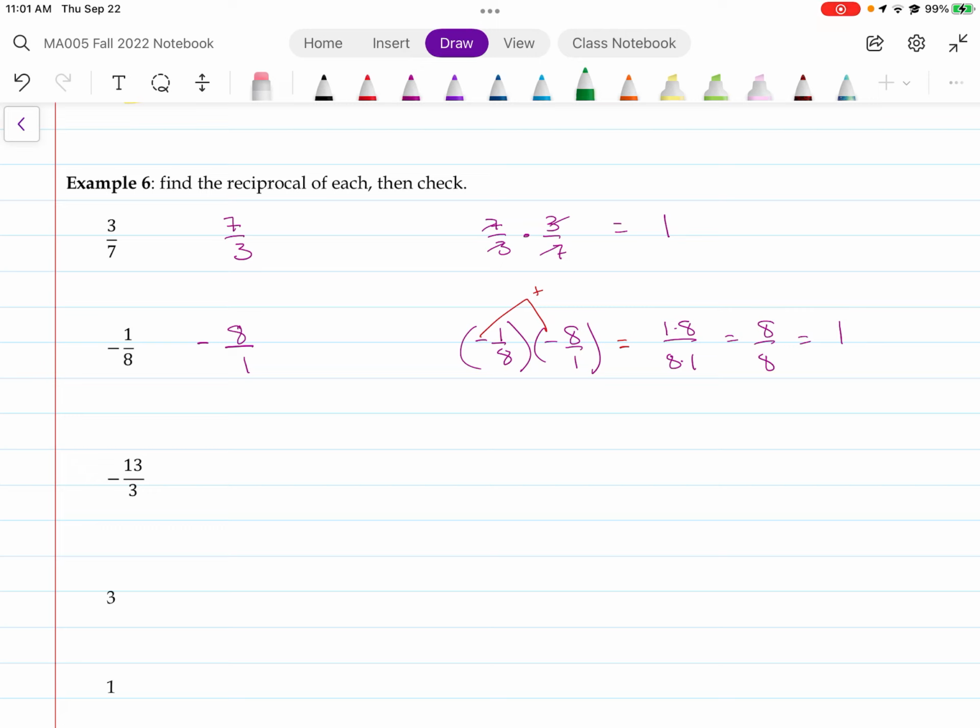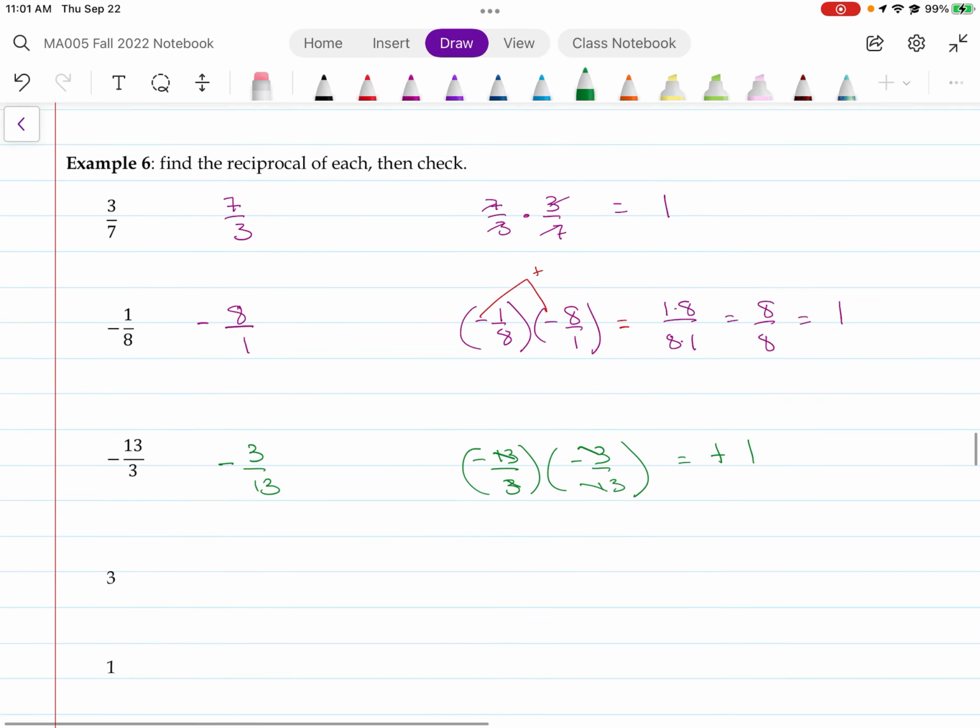All right, next one. We've got -13/3, so the reciprocal is going to be -3/13. Notice I'm not putting an equal sign here. These are not equal. They are reciprocals of each other. All right, so check is -13 over 3 times -3 over 13. Make sure you get a positive, and then the 13s cancel and the 3s cancel, and I just get 1.